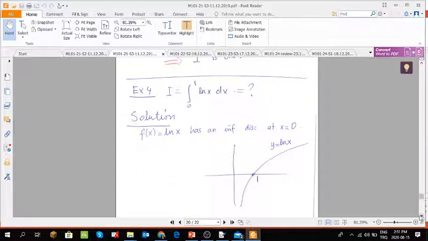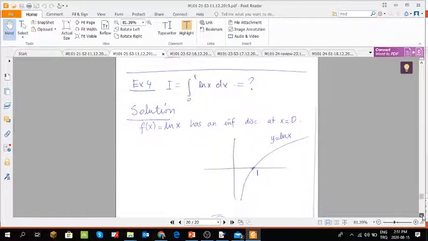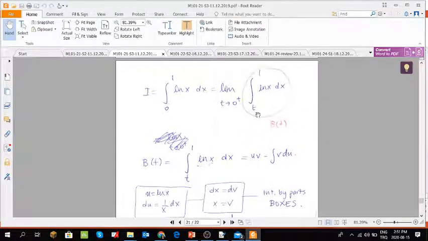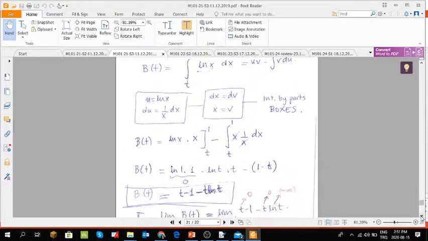And fourth example, 0 to 1 of ln x. ln x has this shape, and it has a discontinuity at 0. So what do we do? We look at a of t as t goes to 0 from the right. We integrate that. We use integration by parts. We did this before with ln x. Use ln x as u, and 1 over x dx as du. dx is dv, x is v. Integration by parts: u times v minus the integral of v times du.